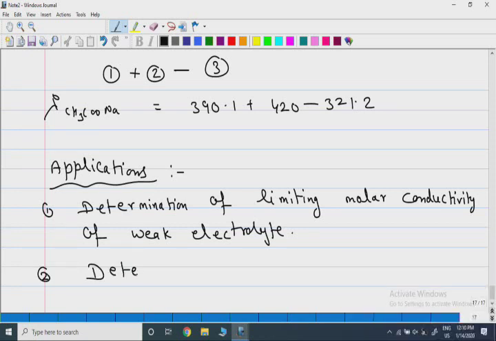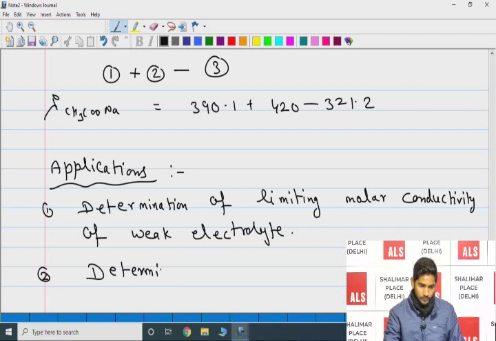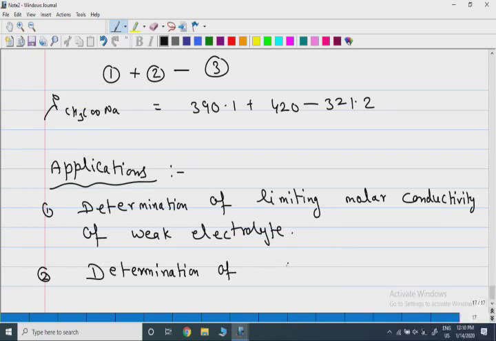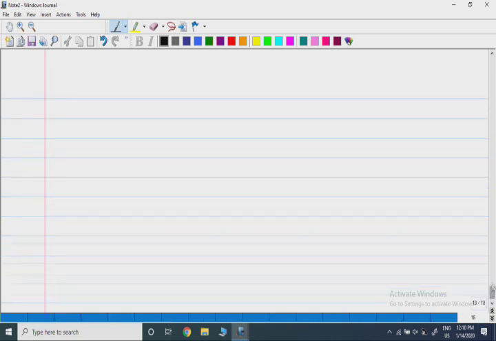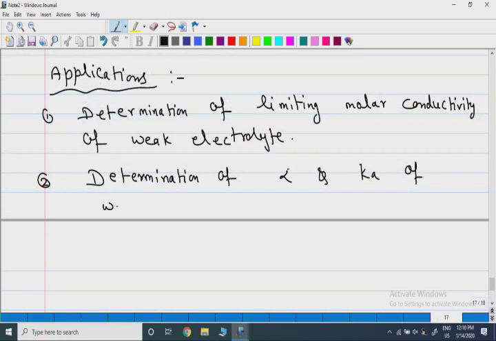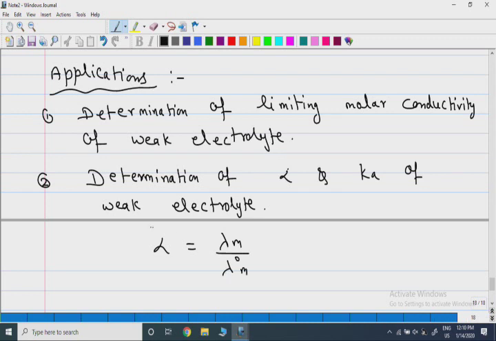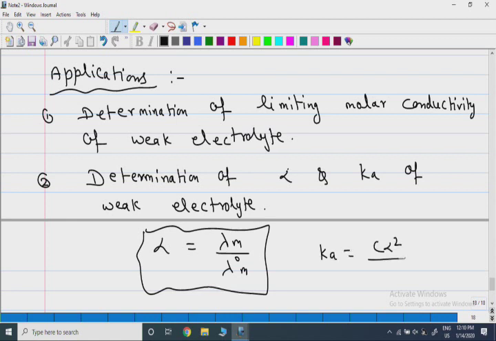Now the second part is the determination of degree of dissociation alpha and Ka of weak electrolyte. Okay, you can use the formula alpha equals lambda m upon lambda naught m. This is the formula for alpha, and after that we can use Ka equals C alpha square upon 1 minus alpha. Please copy.